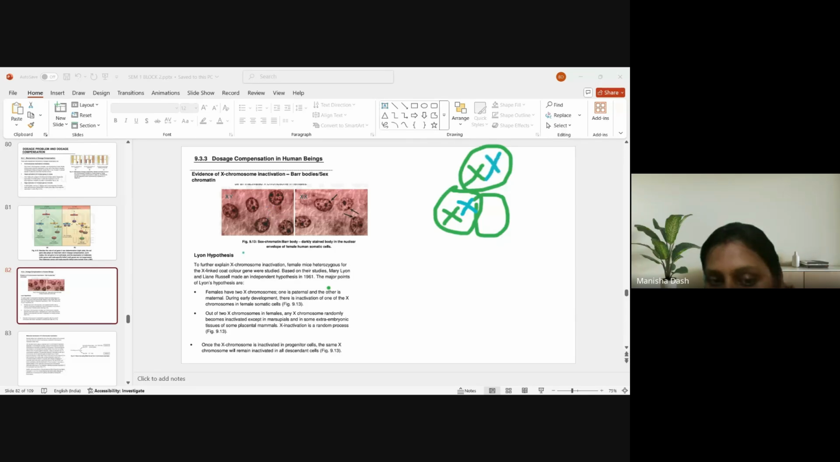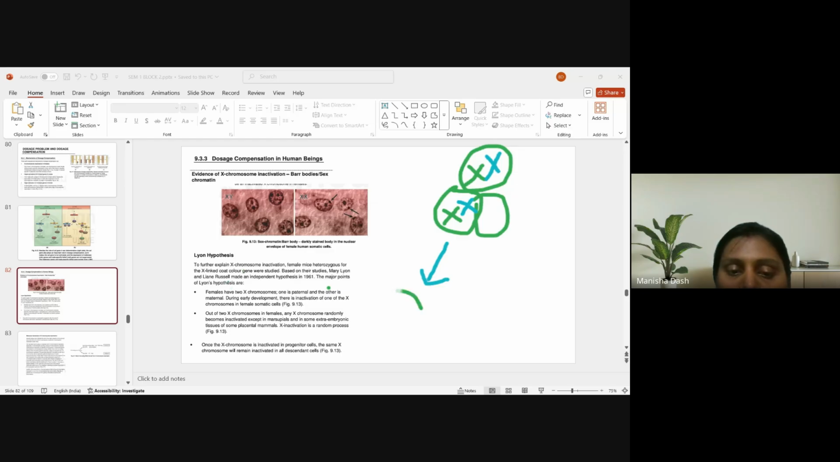Let's say the green one is maternal and the blue one is paternal. So, one of them must be inactivated in order to compensate with the single X chromosome present in the male. Now, which will be inactivated? That is a completely random process. So, there is no specific way to tell whether the maternal will remain active or the paternal will remain active.